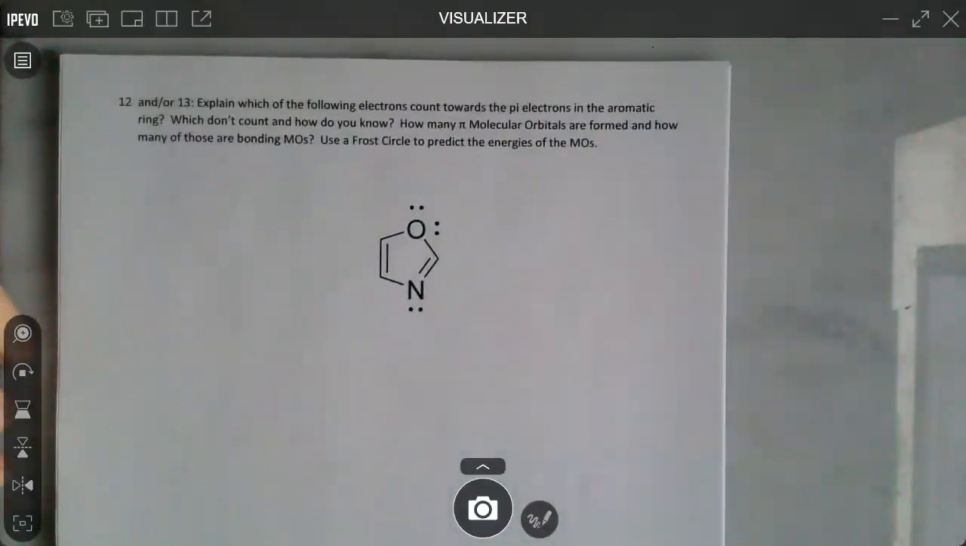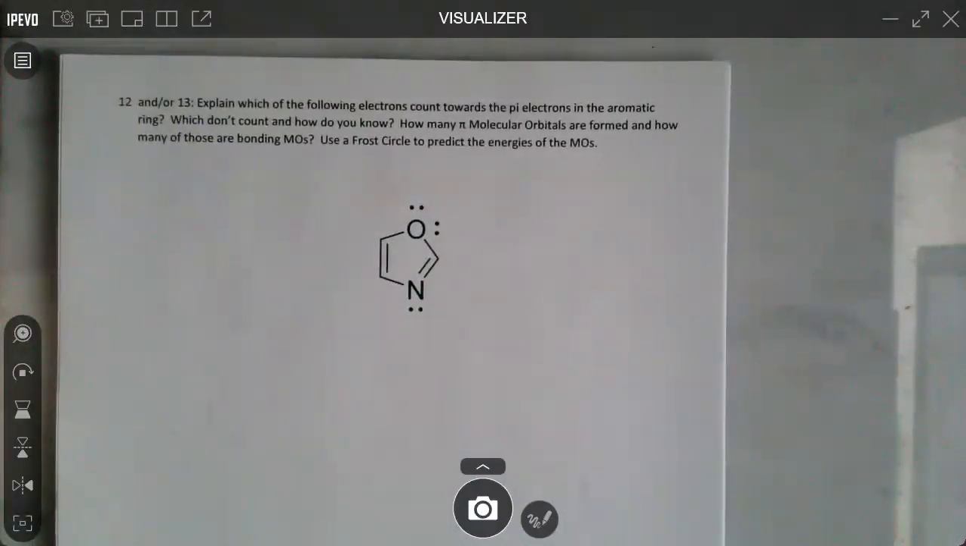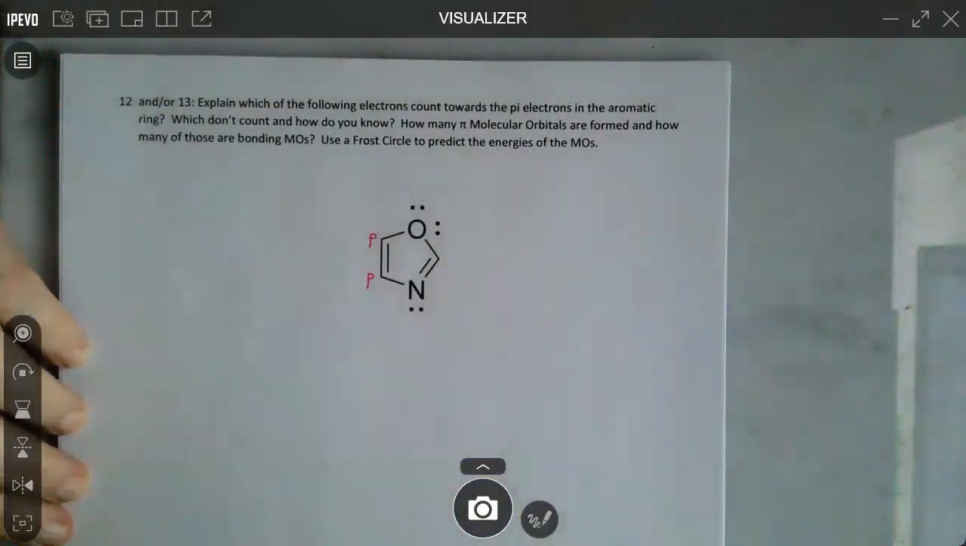All right, this is a guide for question 12 and 13 on the exam. Explain which of the following electrons count towards the pi electrons in the aromatic ring. Which don't count and how do you know? How many pi molecular orbitals are formed and how many of those are bonding molecular orbitals? Use a Frost circle to predict the energies of the molecular orbitals. So we know that we have a p orbital anywhere there's a pi bond. So we have a p orbital at all 4 of those atoms. Recall that if an atom has both a lone pair and a pi bond, the lone pair is not in a p orbital, right?